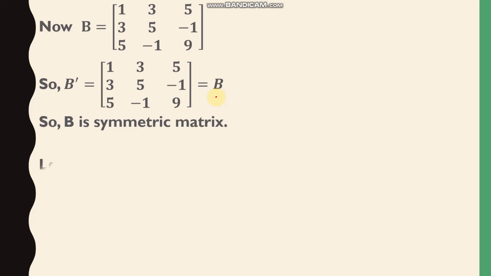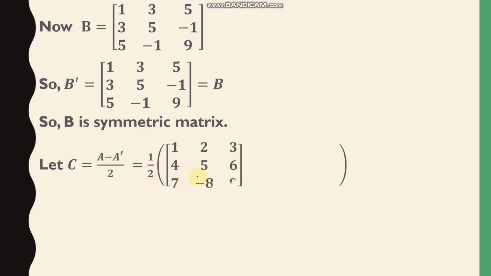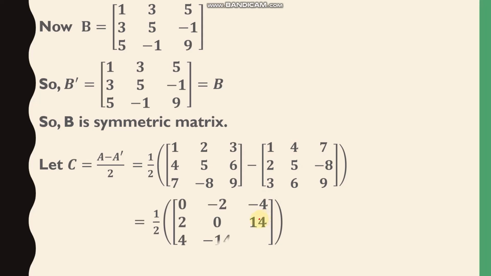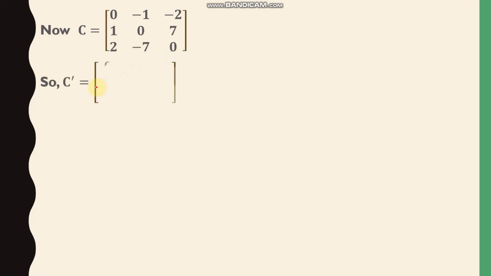Now the third step is to find out C. C is A minus A transpose divided by 2. So write down the matrix A minus A transpose, calculate it and divide by 2, and you will get the matrix C. Now the fourth step is to find out C transpose. We have got C, so find out C transpose. It will come out to be equal to minus C.